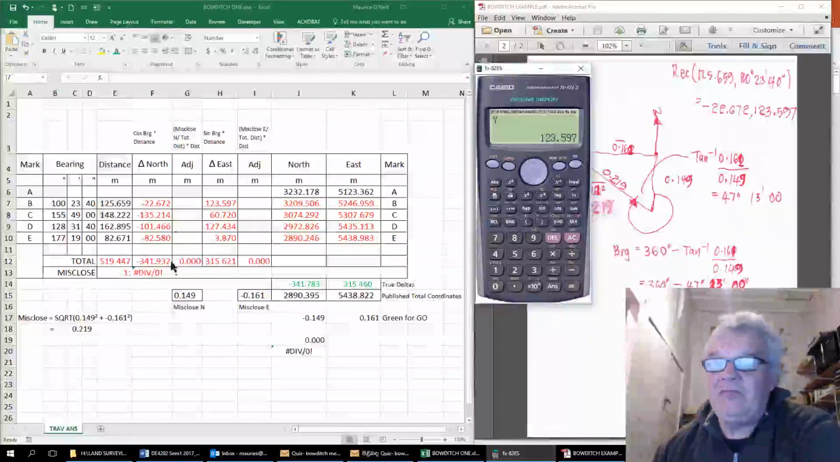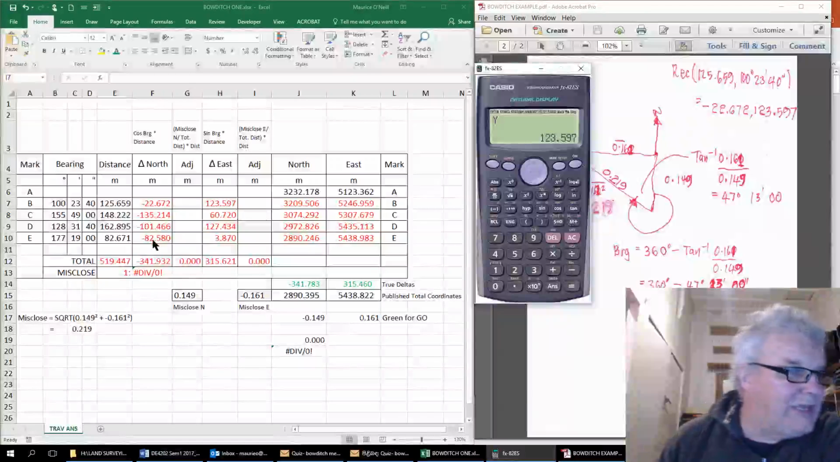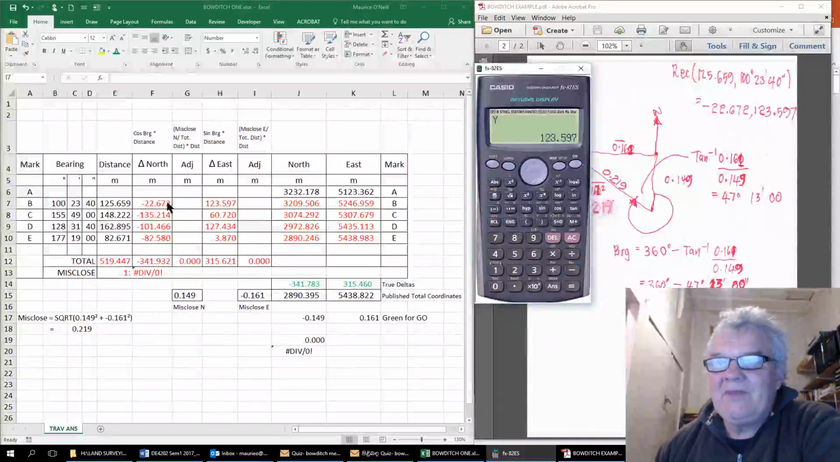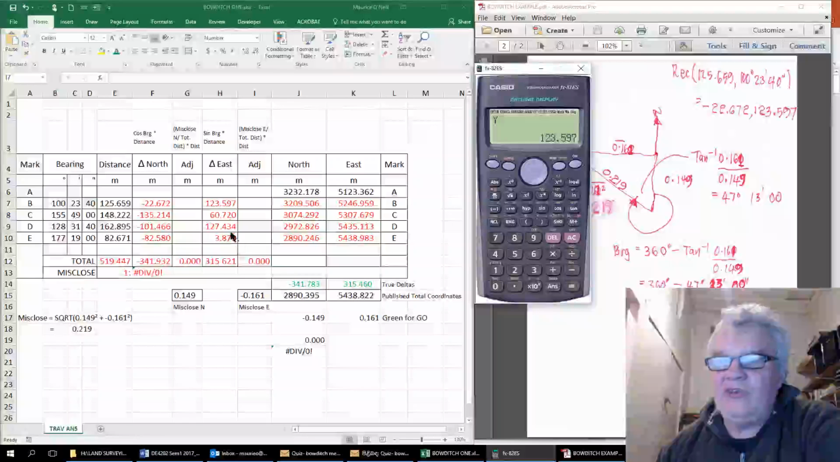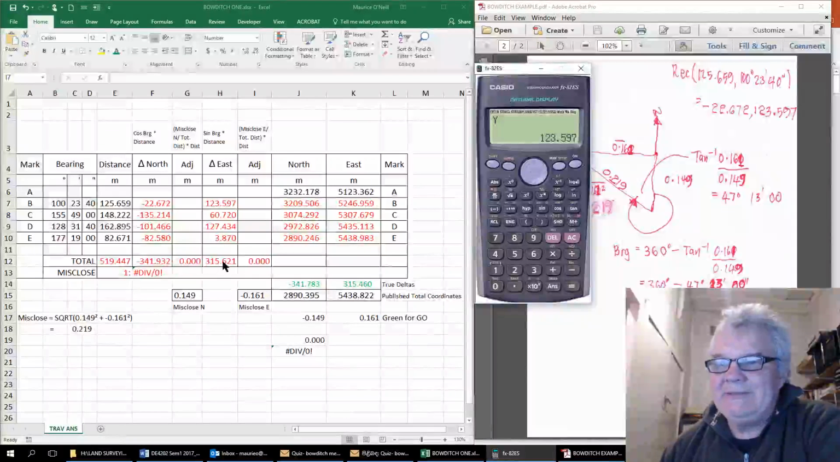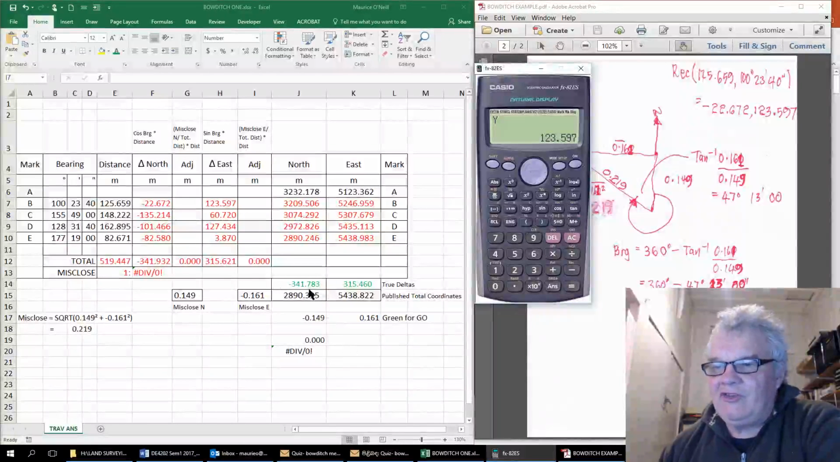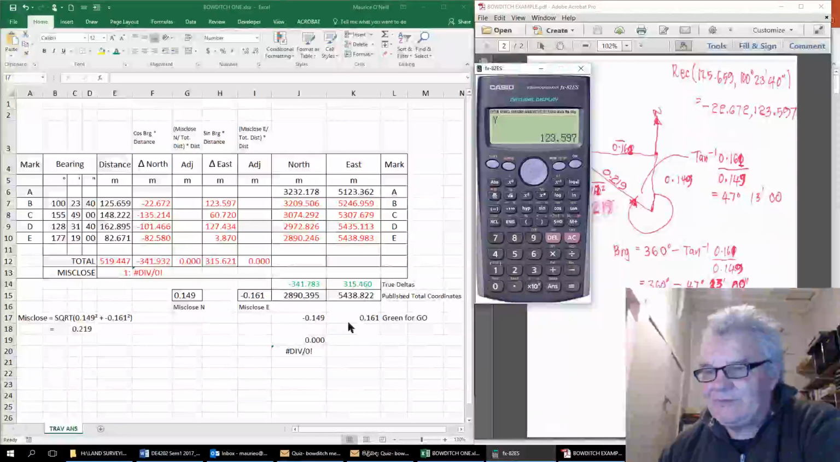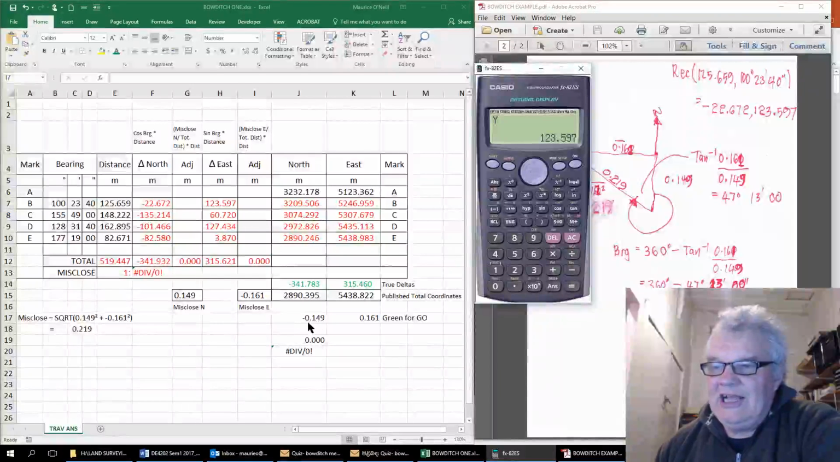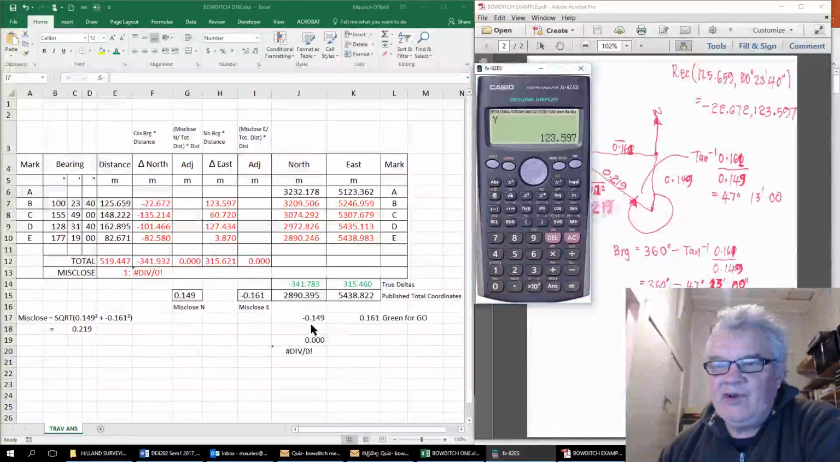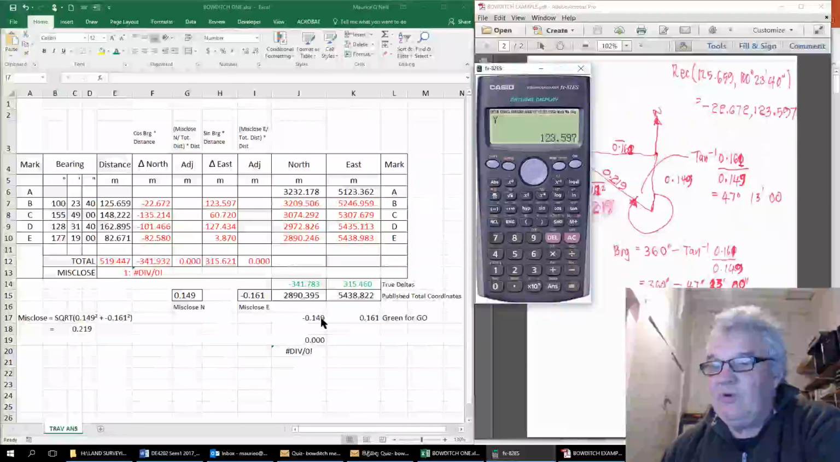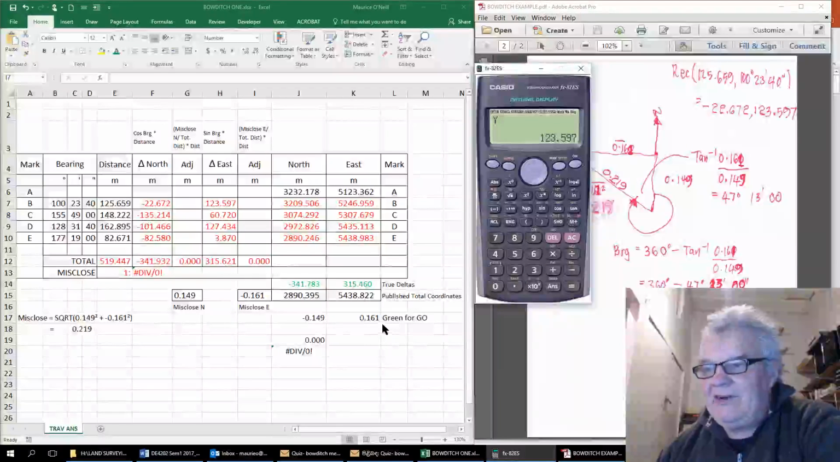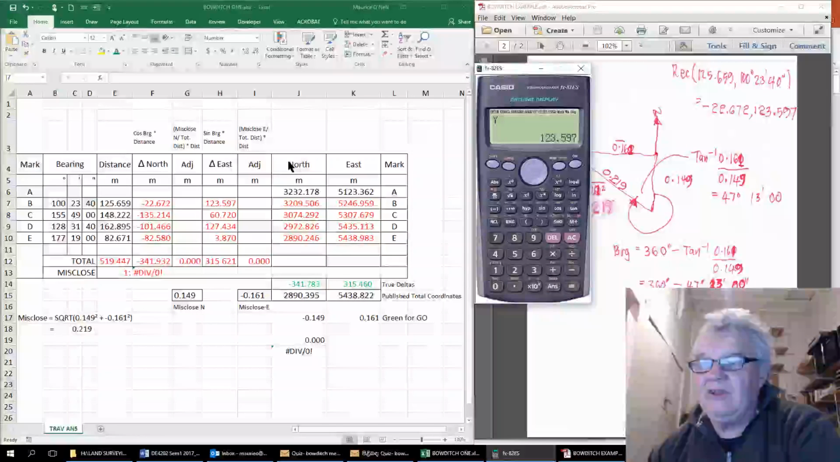Okay, so now we go through and we get all of these values here, from A through to E, get them all here for northing and easting, and we add them all up. And what you can see there is if we add them all up, we get down here the difference. So in this case here, we've got a misclose of negative 0.149. And here we've got a misclose of negative 0.161.